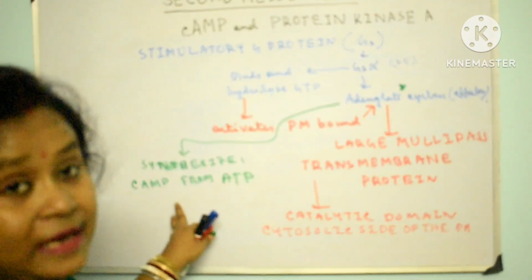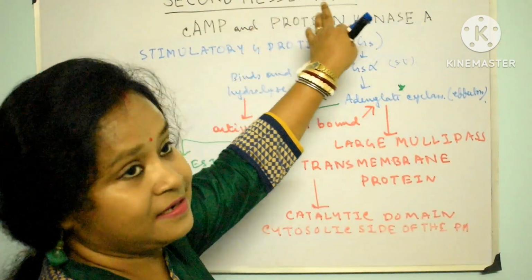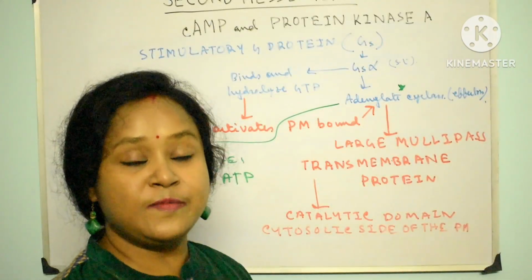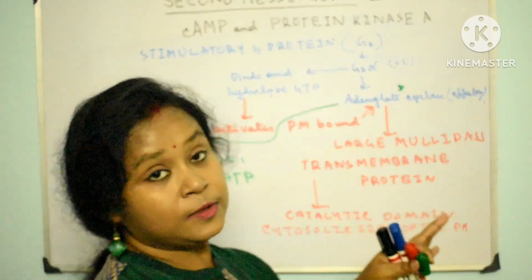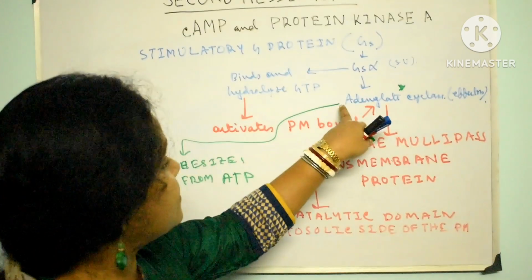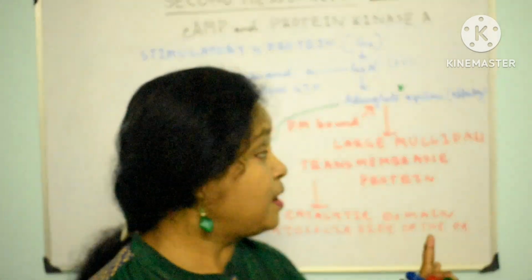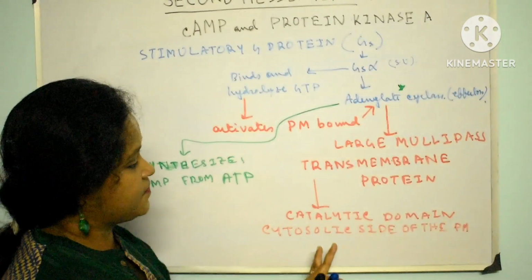From this point, the concept of secondary messenger is today's main lecture. This secondary messenger is activated after activation of G protein, and one of its effector proteins is adenylate cyclase. From this adenylate cyclase, the synthesis of cAMP from ATP occurs through these steps. Each and every step, from the stimulation of stimulatory G protein to the binding, is very important.